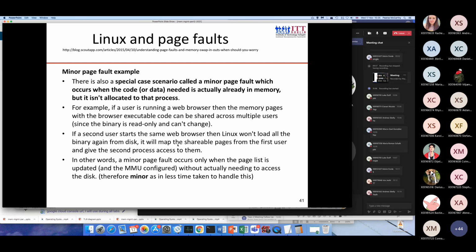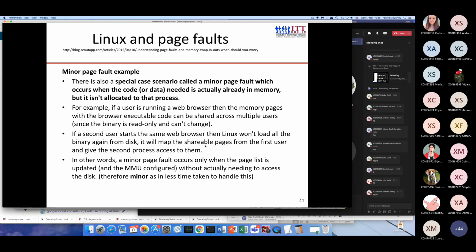If the second user starts the same web browser, then Linux won't load all the binary again from disk. It will map the shareable pages from the first user and give the second process access to them. That's essentially what it does. It just updates the page table. In other words, a minor page fault occurs when the page list is updated and the MMU configured without actually needing to access the disk. That is the important point.